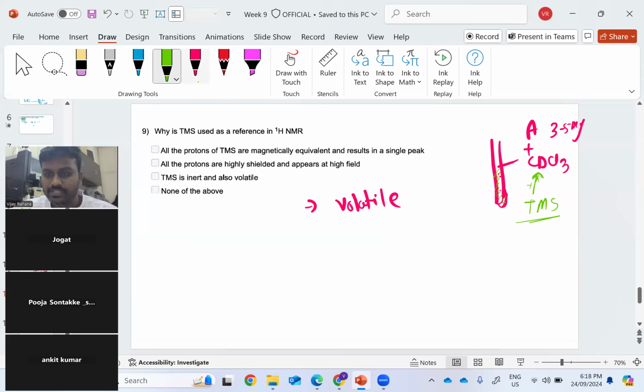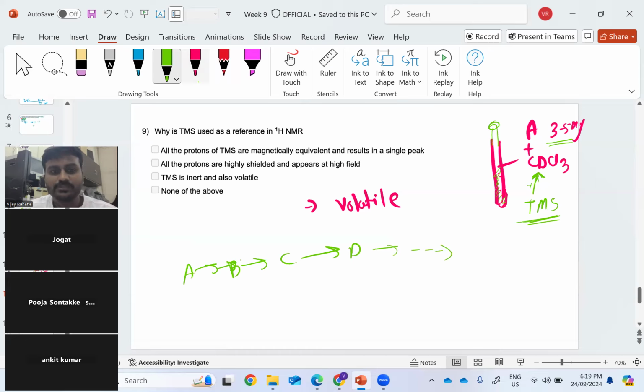Why do we generally use this CDCl3 which has the TMS standard? The first reason is, after completing the sample, we obviously have to recover the sample. Most of the time, this 3 to 5 mg is very difficult to synthesize. If you look at a total synthesis, we generally convert A to B, B to C, C to D, like this.